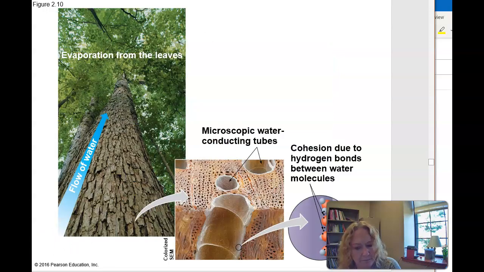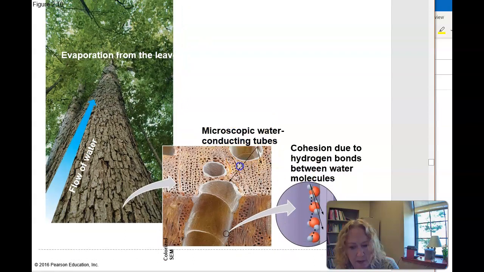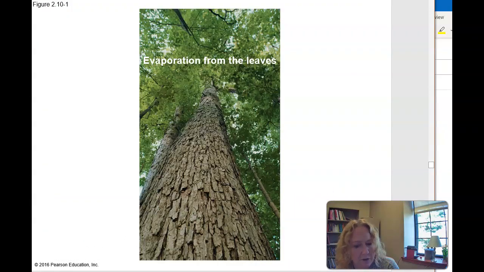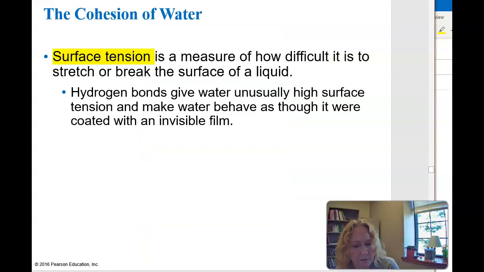Cohesion. This is an actual cell. This is full of water. I mean, trees, it's amazing, right? All the way up there. And here we've got some cohesion due to the water molecules. Huge trees, evapotranspiration. This is helping life exist.